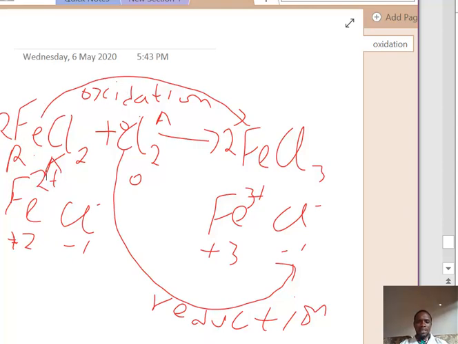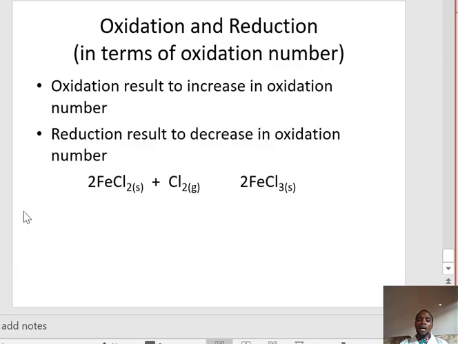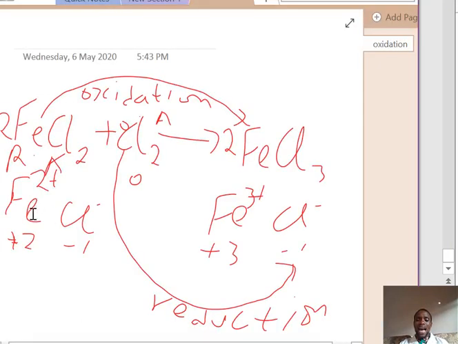Just note that. Another one is in terms of oxidation number. Oxidation involves an increase in oxidation number, while reduction results in a decrease in oxidation number. When you look at the same example that we have there, iron 2 here, the oxidation number is +2. Iron here is iron 3. So there is an increase in oxidation number. So oxidation involves the increase in oxidation number.